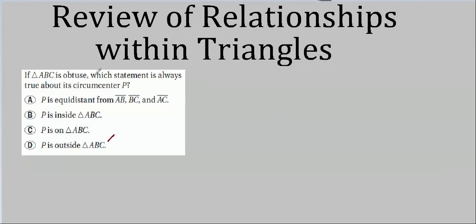So if you forgot, you could draw yourself a triangle real quick. Draw in the perpendicular bisectors and notice that the circumcenter is outside the triangle. Or you can just remember that for acute triangles, it's on the inside. Right triangles, it's right on the triangle on the hypotenuse. And for obtuse, it's outside.